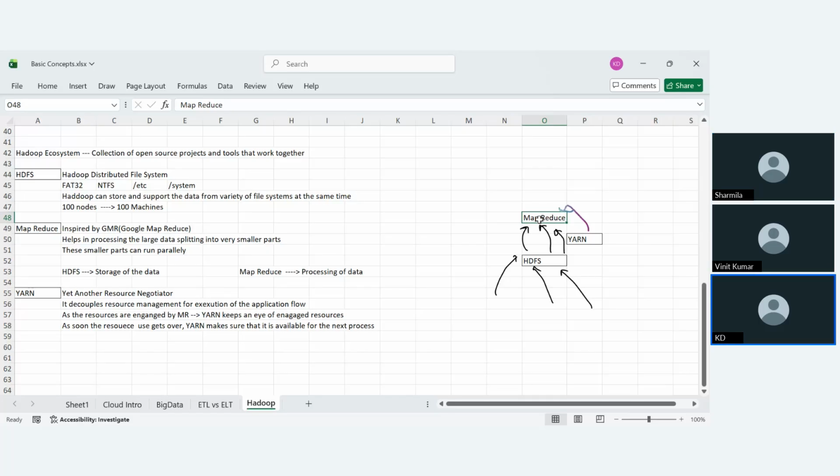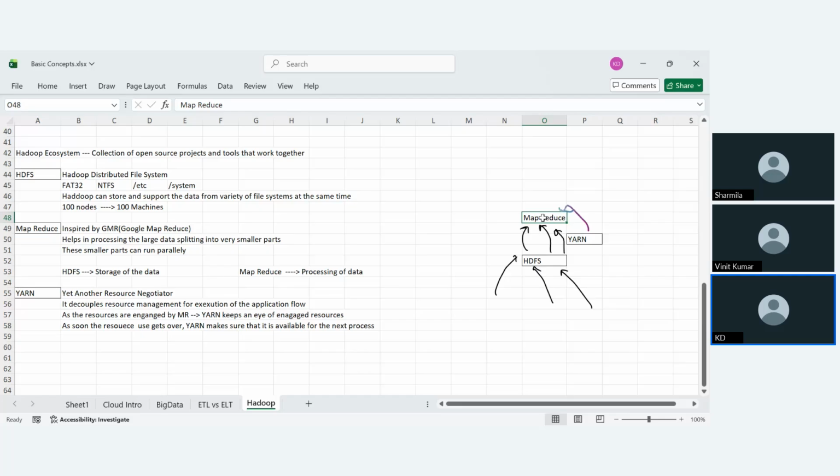Tasks which are engaged with MapReduce, as soon as the task is over, YARN ensures that those resources are freed from that process. There may be an instance where 500 resources are engaged by task one. Some resources may get free earlier, and some may take longer. As soon as resources start becoming free, it detaches them from the task.